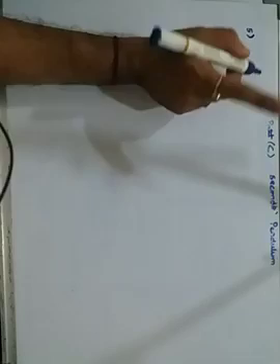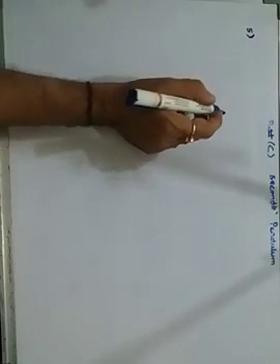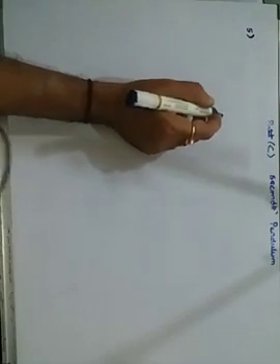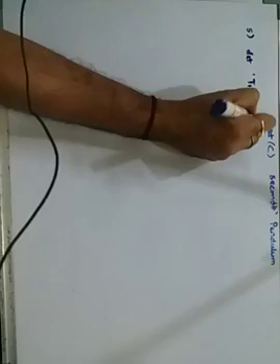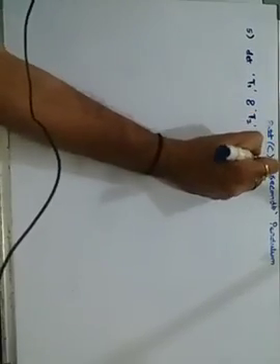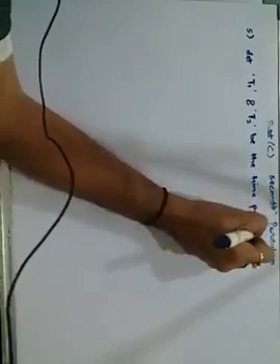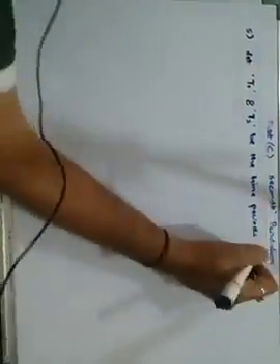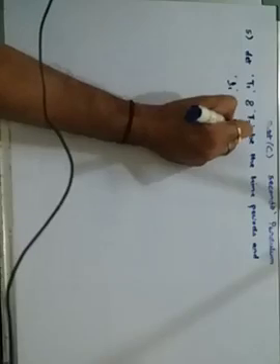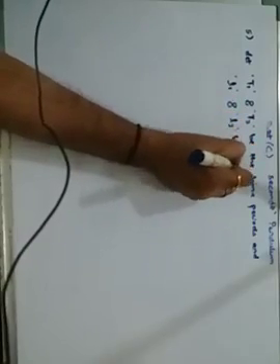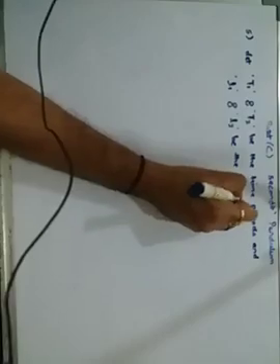Okay, the next question, fifth question, is just to compare the time period of two pendulums. Two pendulums are given and lengths are given, 1 meter and 9 meters. So what I assume is, let T1 and T2 be the time periods and let L1 and L2 be the lengths of the pendulums.